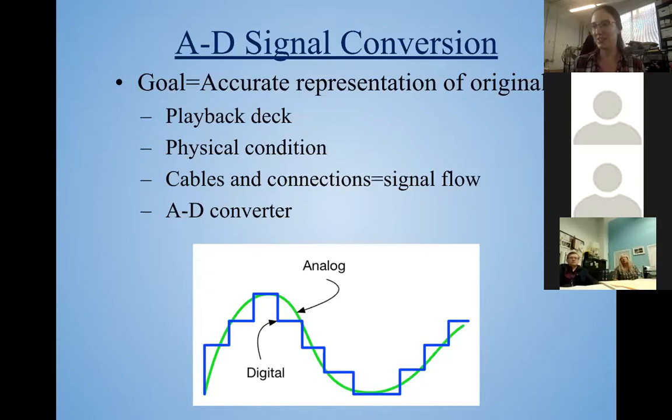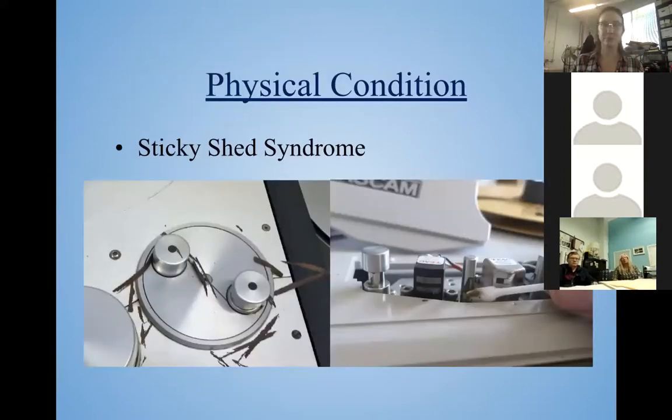So once again, you've seen this diagram before, but basically, a digital signal is made of ones and zeros, so it's more binary and less of this fluid analog signal. So basically we want to get the blue square-looking line, sorry for anyone that's colorblind, as close to that green fluid analog line as possible. And that is our goal for A to D signal conversion with audio.